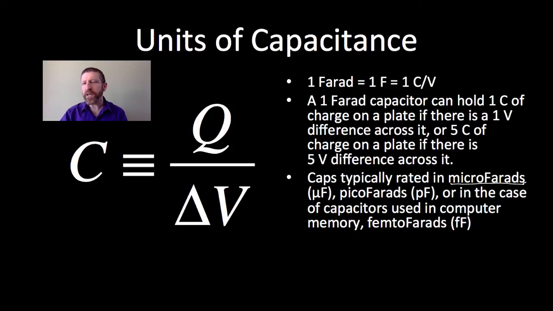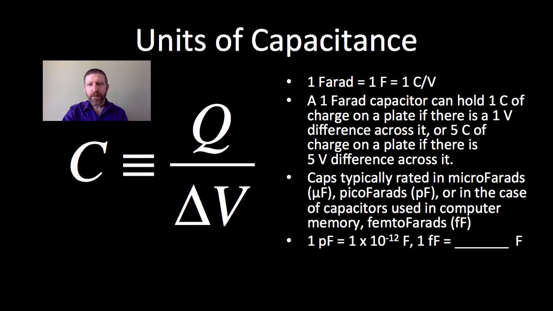Mu f is microfarads, picofarads, pf, or in the case of capacitors used in computer memory like DRAM, dynamic random access memory, those are in femtofarads. And let's see if we can remember what those prefixes mean. A picofarad is 10 to the negative 12 farads. A femtofarad, and what's good is that the commonly used ones are always in steps of 3, a femtofarad is 1 times 10 to the negative 15 farads.